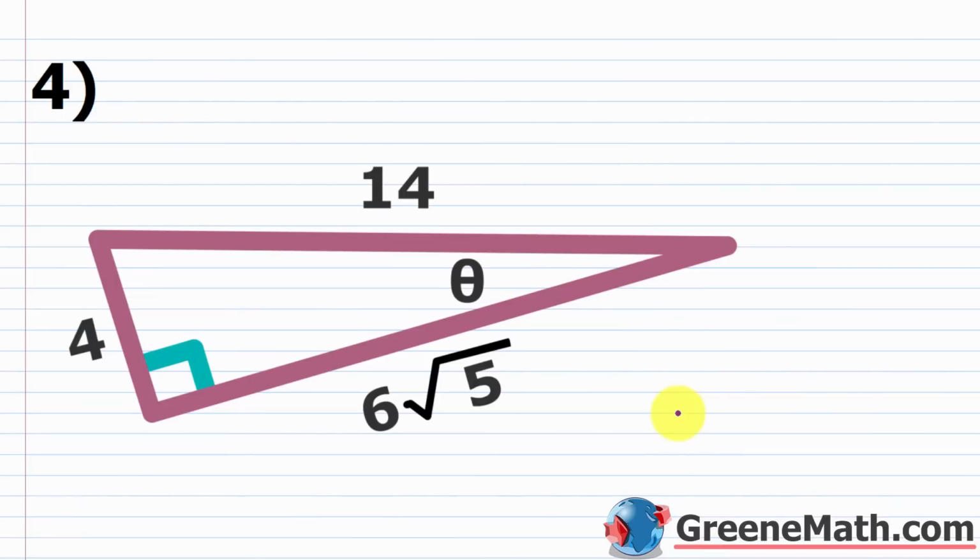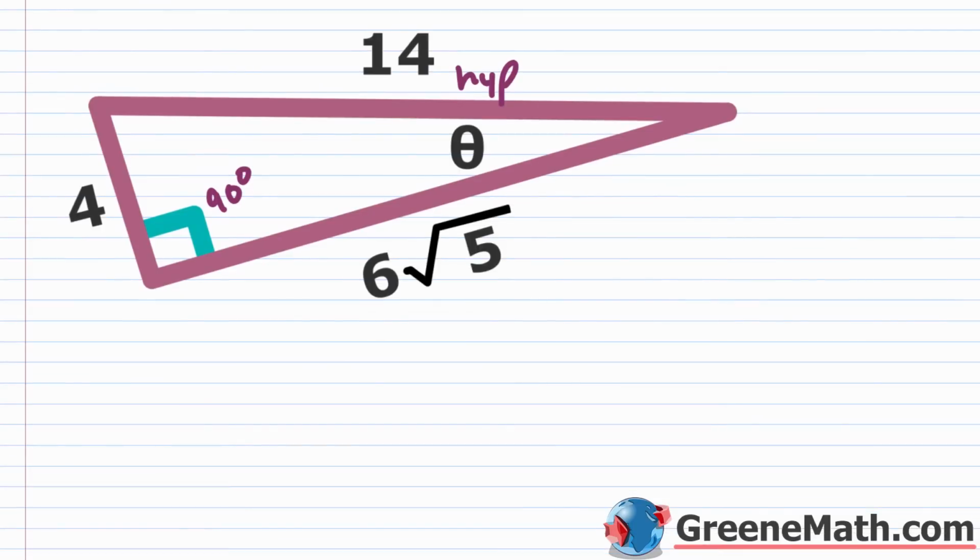All right, let's take a look at problem number 4 now. So again, we're trying to find our trigonometric function values. Here's our right angle. Let me just put in here that this is 90 degrees. So opposite of that, that's this guy right here, that is your hypotenuse or the longest side. Let me slide down here a little bit and put hypotenuse. I'll put the length for this is going to be 14.